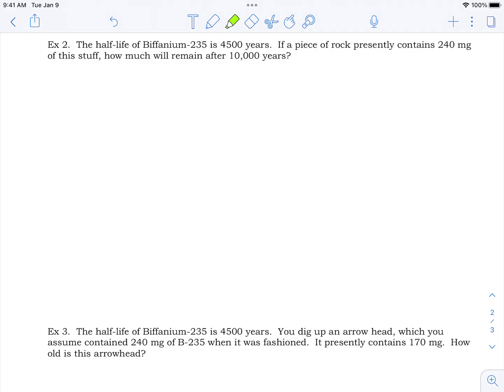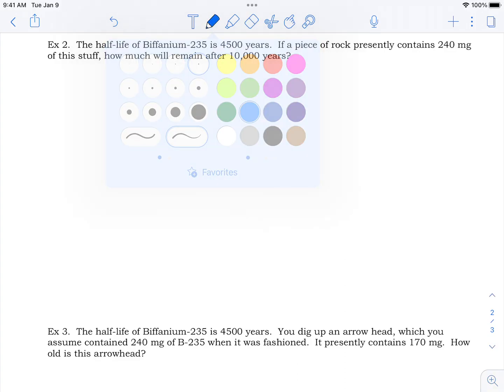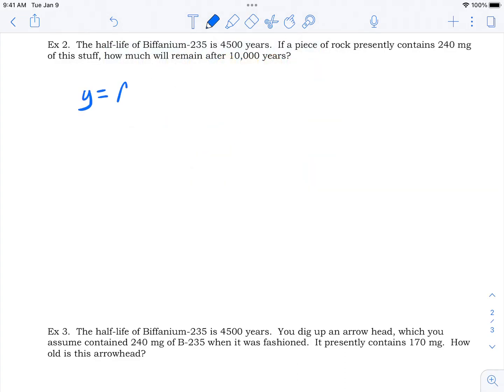The half-life of Bifanium-235. So we're talking exponential decay, like radioactive decay. This stuff has a half-life of 4,500 years. So we got a piece of rock, and this rock has 240 milligrams right now. So how much is going to be in the rock still after 10,000 years have gone by? I was telling you, and I meant it, we're still going to use this kind of a formula.